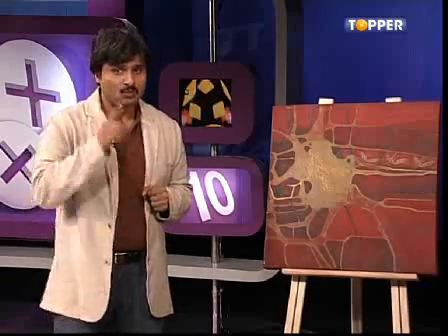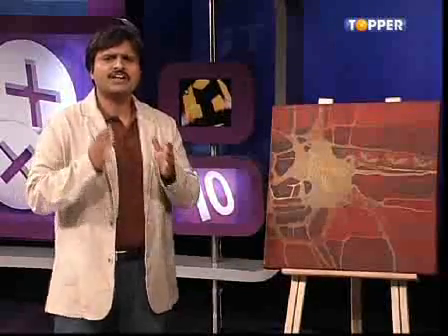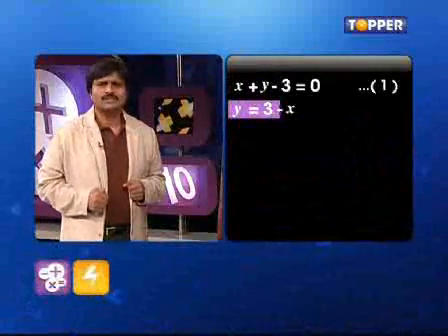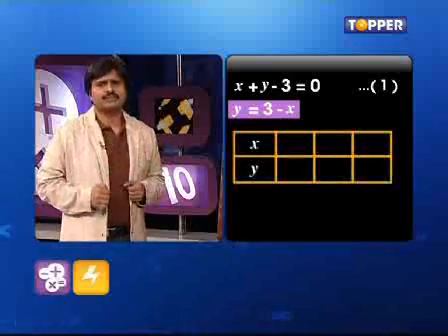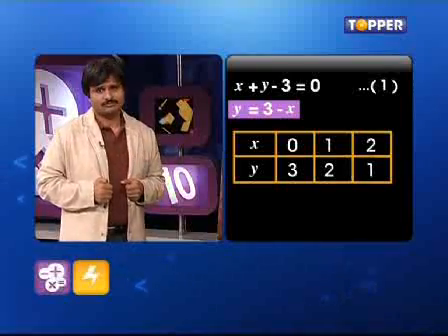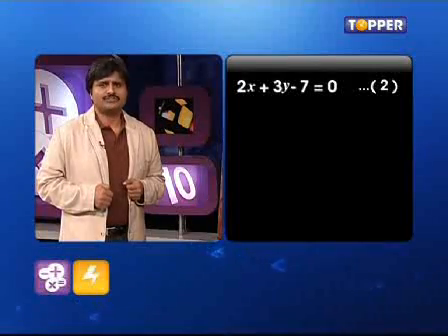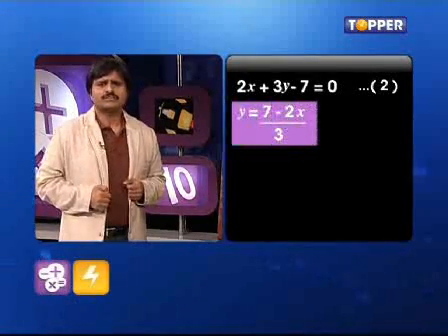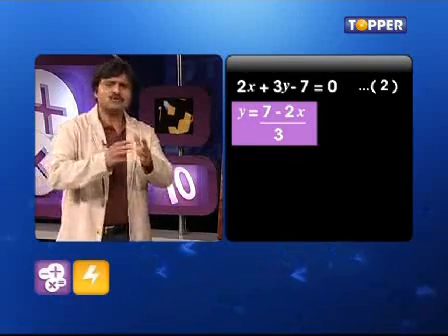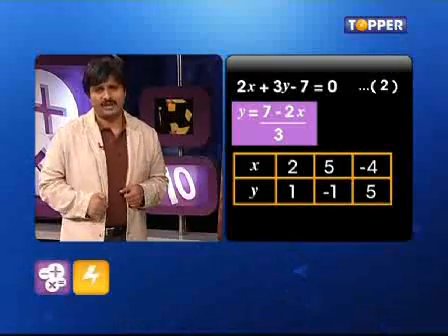Now, do you remember what I told you in the beginning? For a number of values of x, we can get a number of corresponding values for y. So what will I do now? I will take the equation, take some value of x, and find the corresponding value of y. Similarly, I look at the second equation. The second equation is y equals (7 minus 2x) over 3. So, again I'll do the same thing. I'll take a number of values of x and find the corresponding values of y.